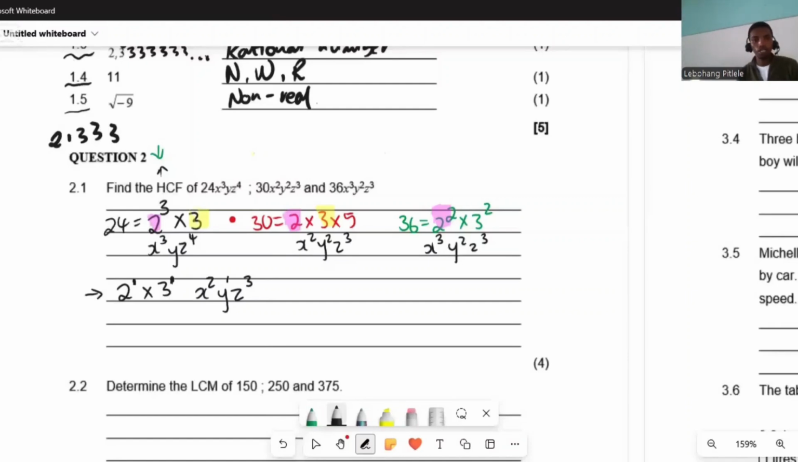So now finally, our answer: 2 times 3 is how much? 6. X squared, y, z cubed. So if you only use the numbers, your highest common factor should give us a 6.